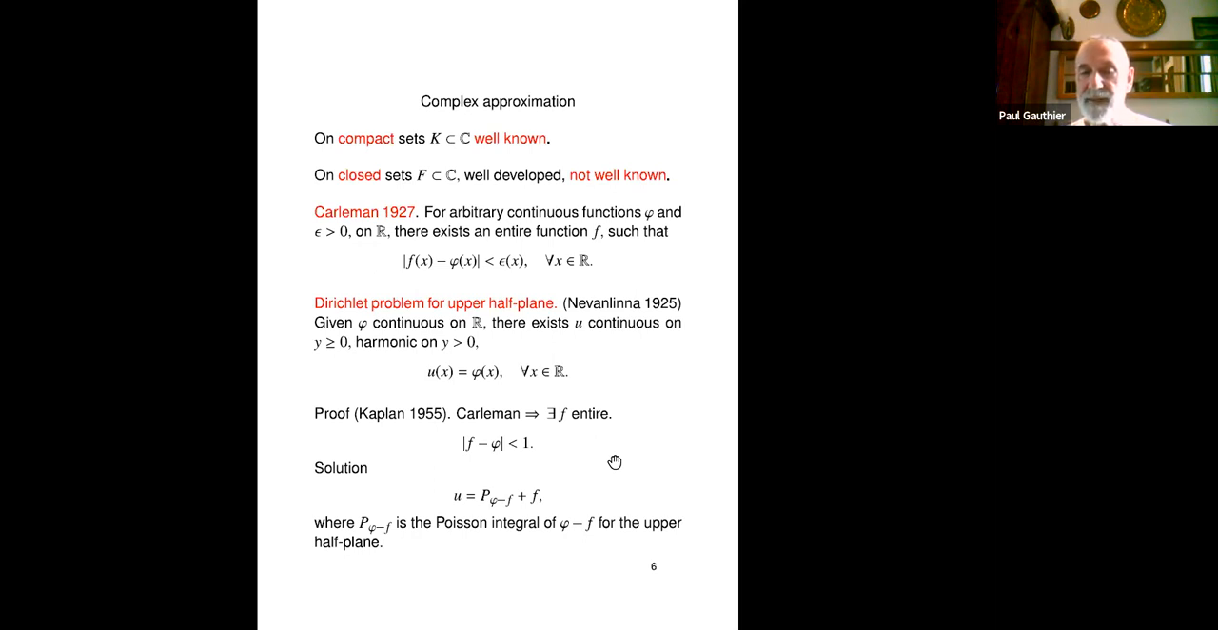Okay. Now, why didn't we just write the Poisson integral of the original function phi? Phi is an arbitrary continuous function, and so it may not be integrable with respect to the Poisson kernel, whereas phi minus f is bounded, and all bounded continuous functions are integrable with respect to the Poisson kernel. So I really like this proof. It's quite slick.